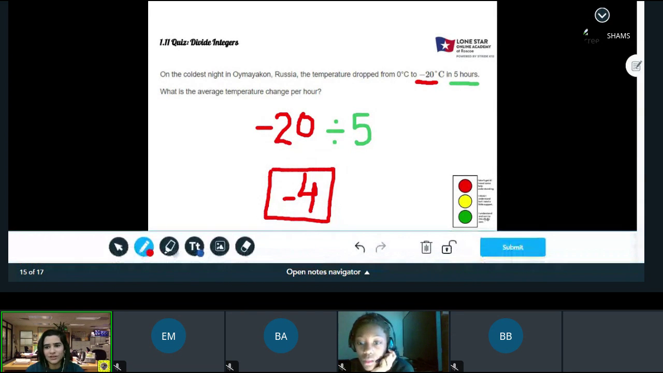Then the next 3 variations will look exactly alike. But let me know if you guys need help. Does that make sense? Negative 4, Dempsey. 20 divided by 5 will be 4.